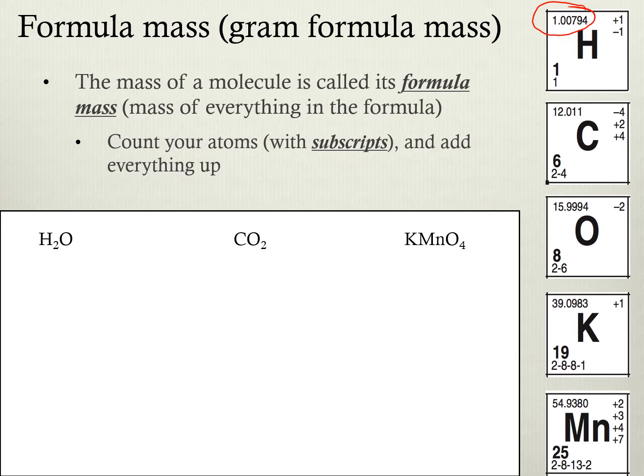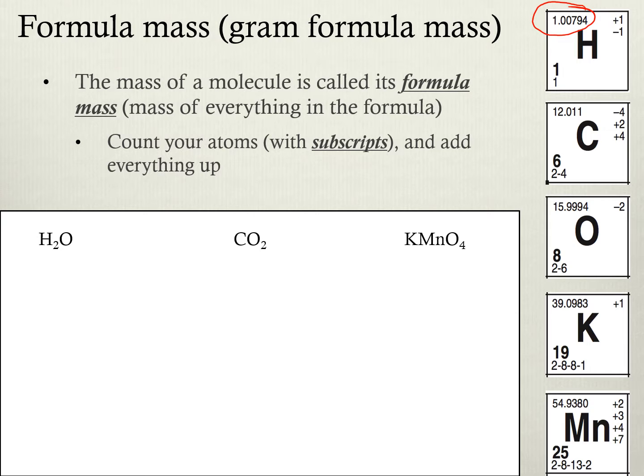And if you remember from previous chapters, we always will round that number off. So for 1.00794, we're just going to round that down to 1. For carbon's 12.011, we round down to 12. For oxygen, it's 15.9994. We don't want to use that number. We're just going to round it up to 16, and things like that. But that is our atomic mass number.